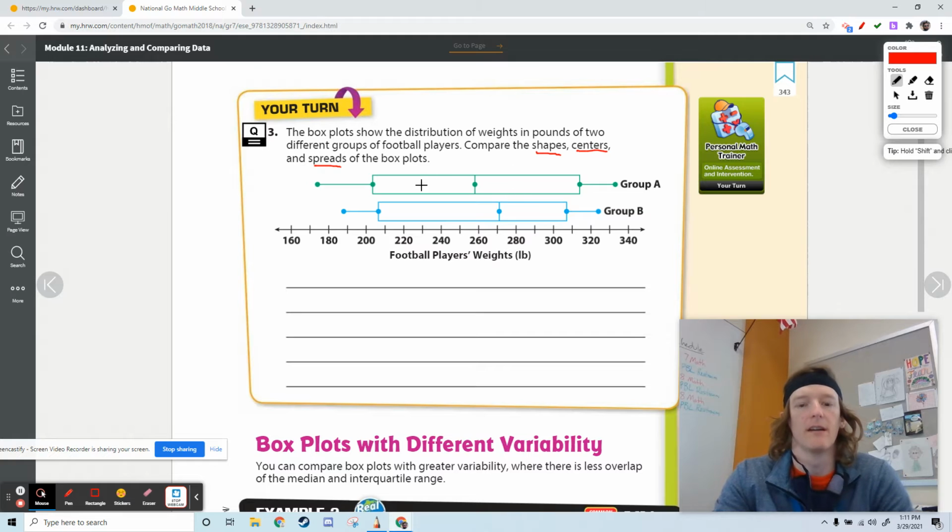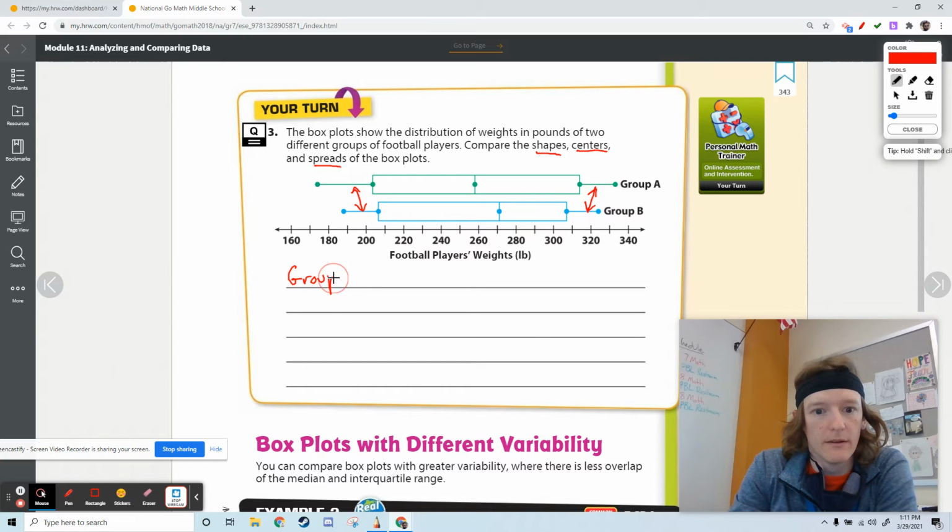So let's see. For Group A, it looks like the range is a little bit bigger. They're a little more spread out. The boxes are pretty similar, but Group A's box is a little bit larger than Group B's box. The right whiskers are pretty similar. Group A's lower quartile whisker, the lower 25%, is a little bit larger. So let's put that in a sentence.